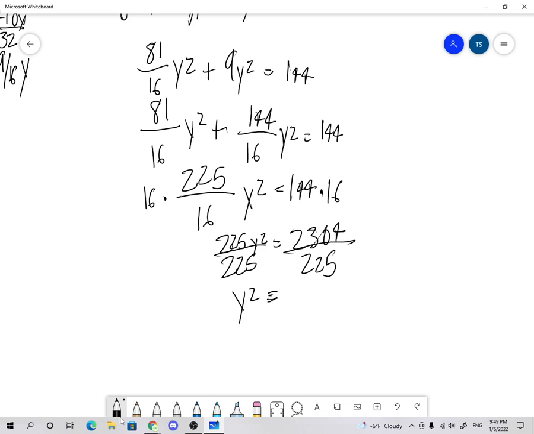Yours probably won't, so it's a good idea to set your calculator to fractions mode if you have it, and if you don't, I'm so sorry. And then I'm going to square root both sides. This will become y is equal to, and this is actually not a perfect square, so we're going to have to write this as plus or minus 256 over 25.